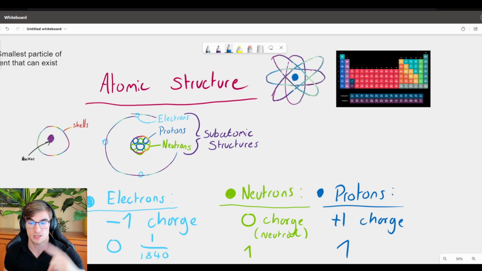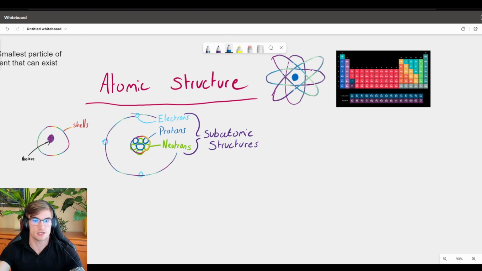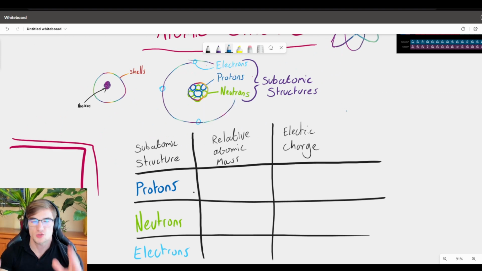So it's easy to remember. Protons, 1 mass. Neutrons, 1 mass. Electrons, basically 0 mass, or 1/1840. Tiny. And the charges, protons +1, neutrons 0 because they are neutral, and electrons -1 because they are negative. Protons are the positive ones. I actually like representing the information I just talked about in a table like that.